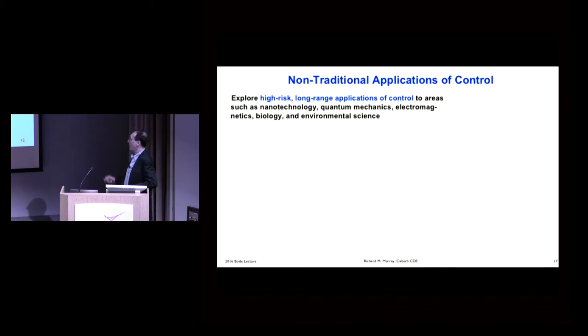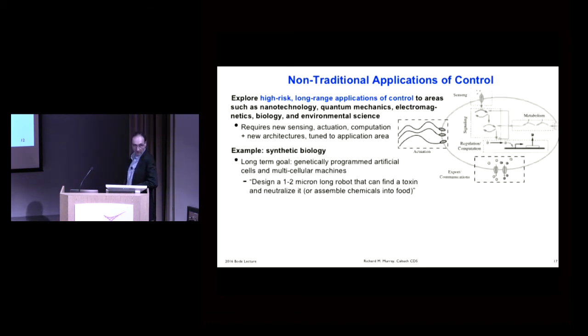But there are a lot of high-risk, long-range applications of control that are interesting. One that I've been interested in for a while is thinking about biological systems. So here's the next robot that I want to build, right? We built some self-driving robots. I now want to build this robot. This robot is 1 micron long.